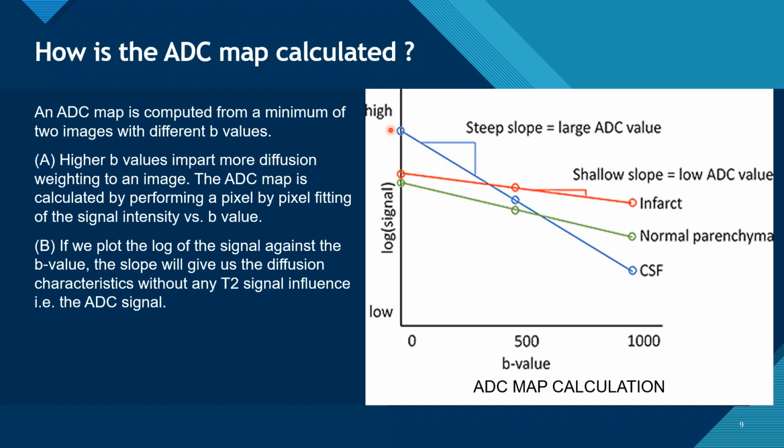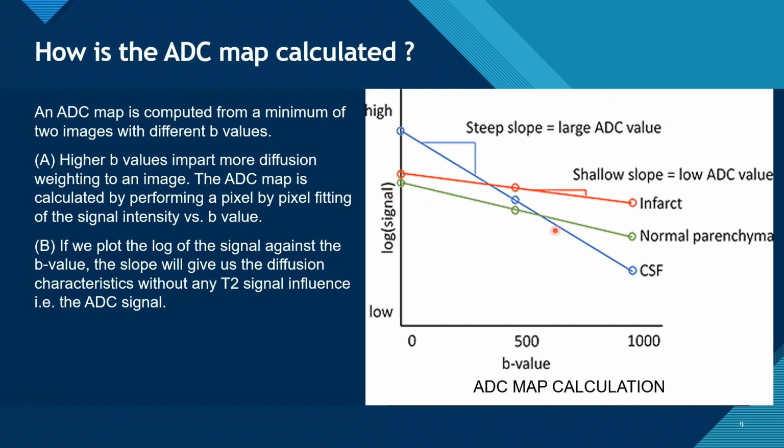If we note here, we will recognize that there is a steep decrease in the logarithmic signal with increasing B value. This means that it will give us a steep logarithmic curve for the CSF signal plotted over increasing B values. This steep slope is represented as a large ADC value within the image.